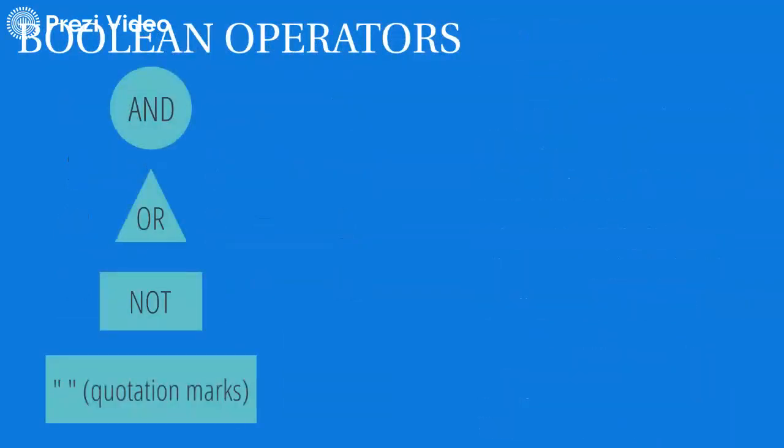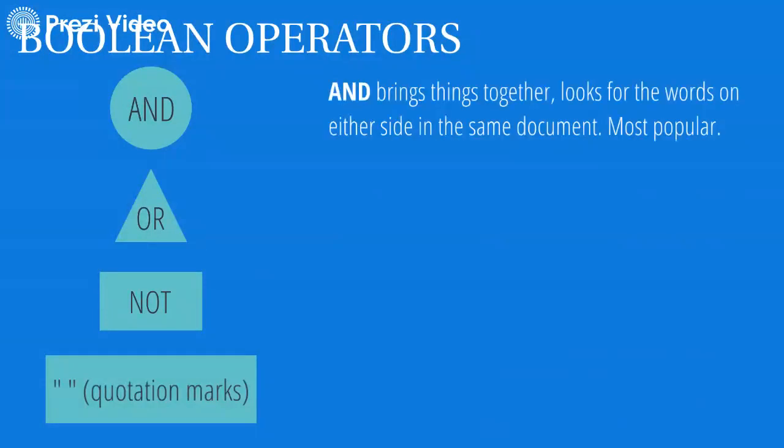So these are some of the most common Boolean operators. AND brings things together. What AND does is it tells the computer to look for the words on either side, and if they exist in the same document, in the same container, then it winds up in your search results. If only one of them appears in an article, a paragraph, a book, whatever you're searching, it will not show up in your search results. Both of them have to be there in order to show up. AND is the most common and the most popular Boolean operator.